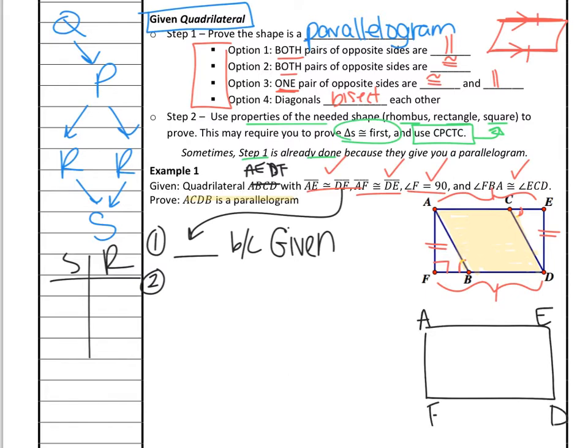And if you recall, the given told us these sides were congruent, these sides were congruent, and we had a right angle at F. So immediately, because I know that these opposite sides are congruent and these opposite sides are congruent, we know that it's a parallelogram. Because again, both pairs of opposite sides are congruent. But as soon as we stick this right angle in here, it turns it into a rectangle. So I'm going to choose to say that AEDF is a rectangle.